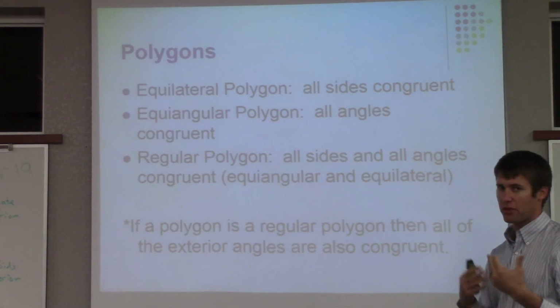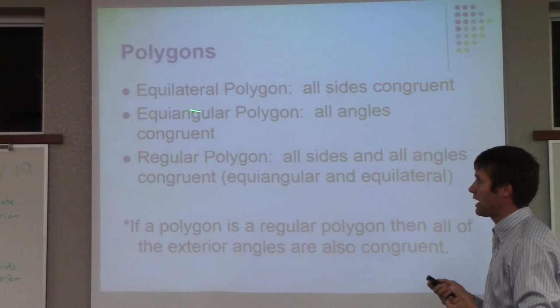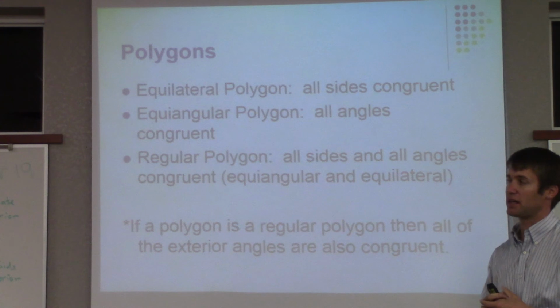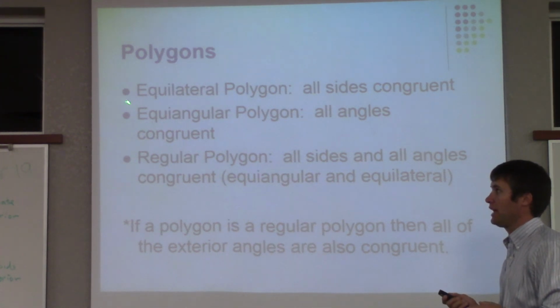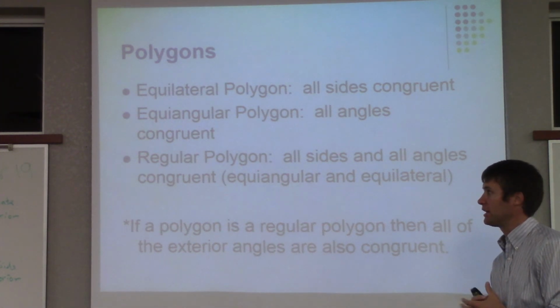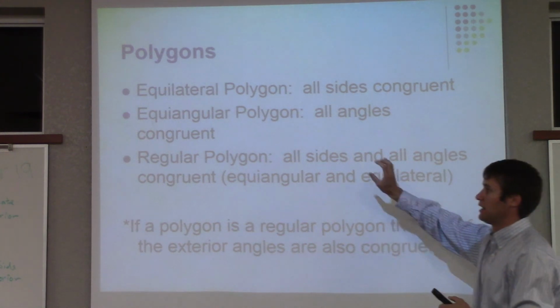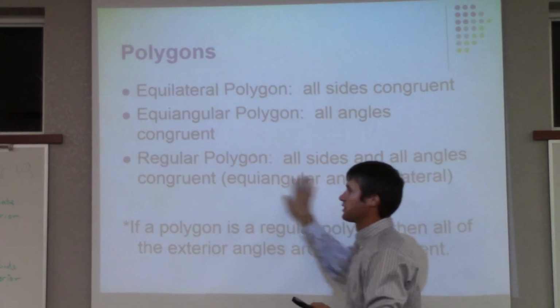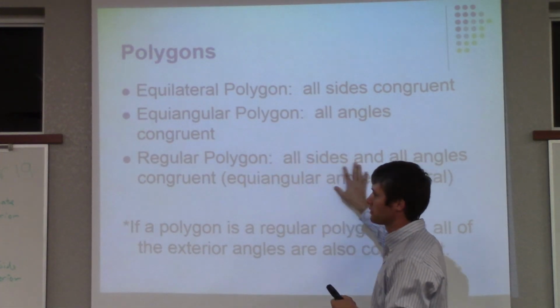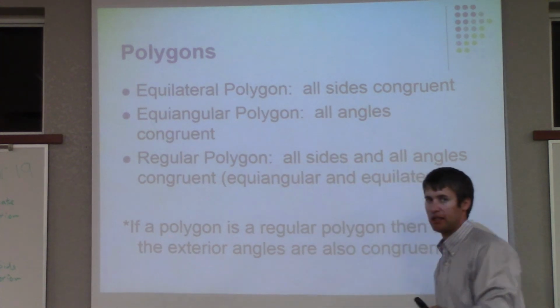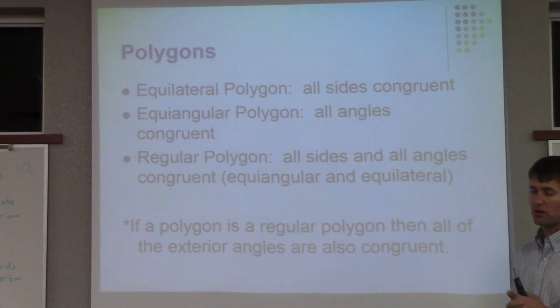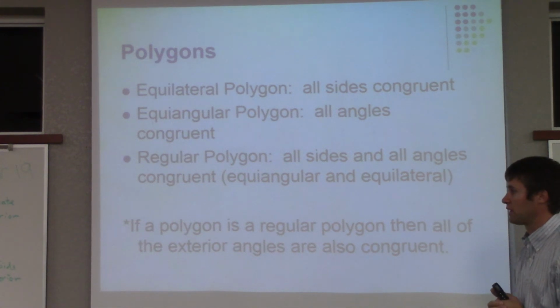A couple things, vocabulary words. Equilateral means all the sides are equal. Equiangular means all the angles are equal. A regular polygon. Highlight this. You're going to see this. You'll see those as well. Regular polygon means all the sides are equal, all the angles are equal as well.